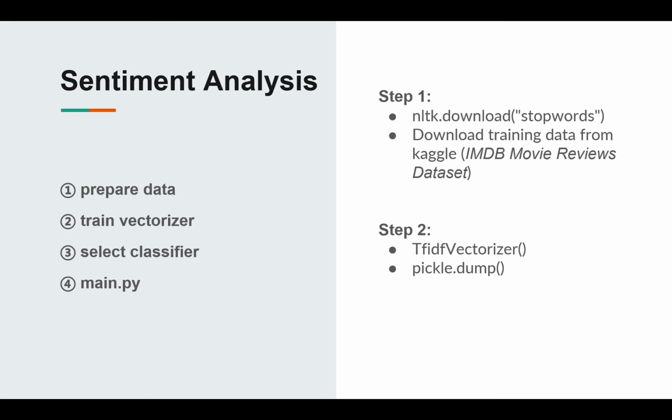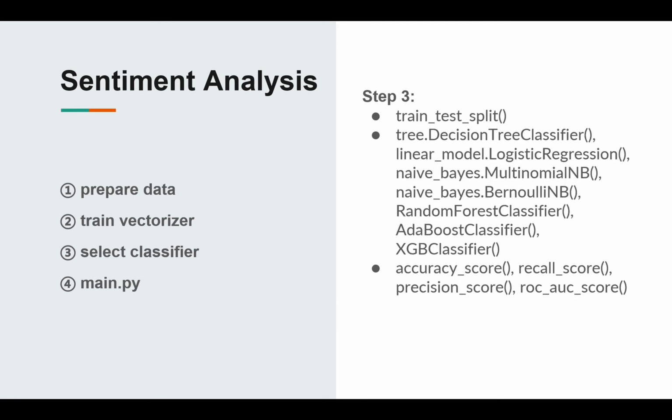It is divided into 3 steps. First, we prepare our data. We download the stop words in the NLTK package and our training data from Kaggle. Then we use this data to train our TF-IDF vectorizer and use the function pickle.dump to store it into a file for later usage. After that, we split our data into train set and test set.